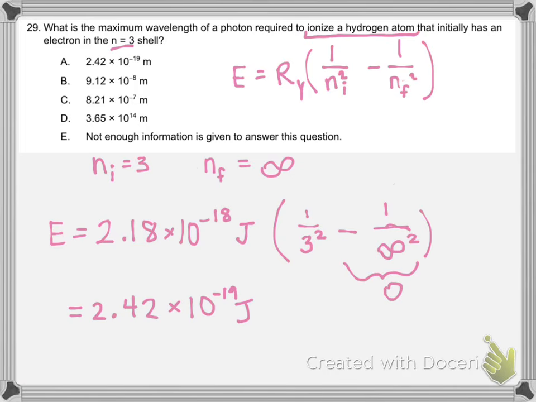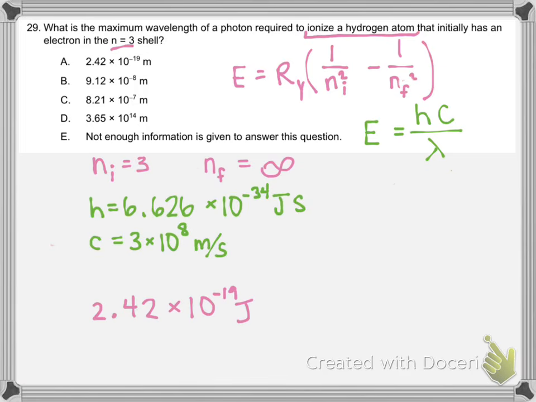And so, that's not really what they're asking us for though, right? They're asking us for wavelength. And so, we're going to have to do a second calculation now, where we convert the energy of our photon required and convert it to wavelength. So E equals hc over lambda. Okay. So I'm going to go ahead and erase this calculation.